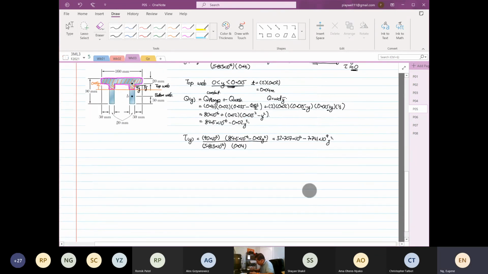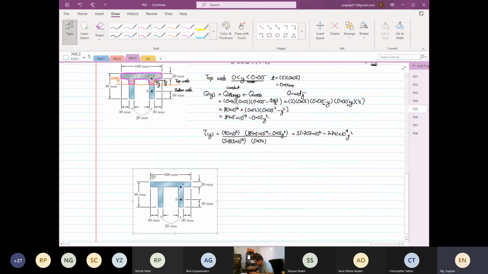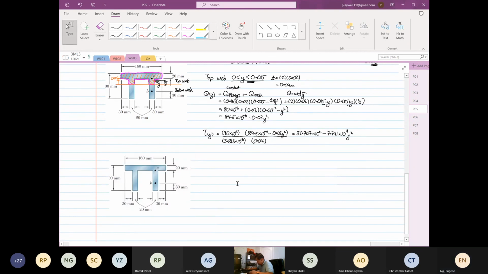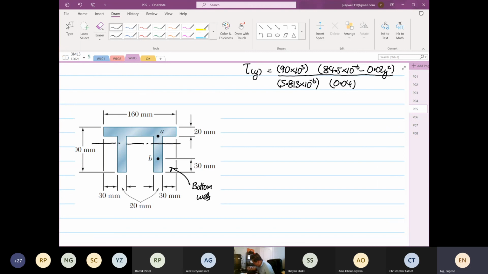Now, for the bottom web, the bottom web will be really quick, I promise you that. So we're going to do the bottom web. So this is what we call our bottom web. Okay. So now you all know the procedure. So it's only the first moment of area. So I'm going to do the bottom web.